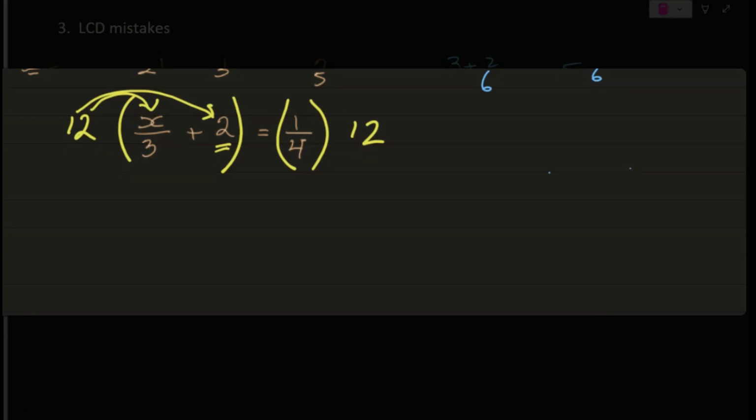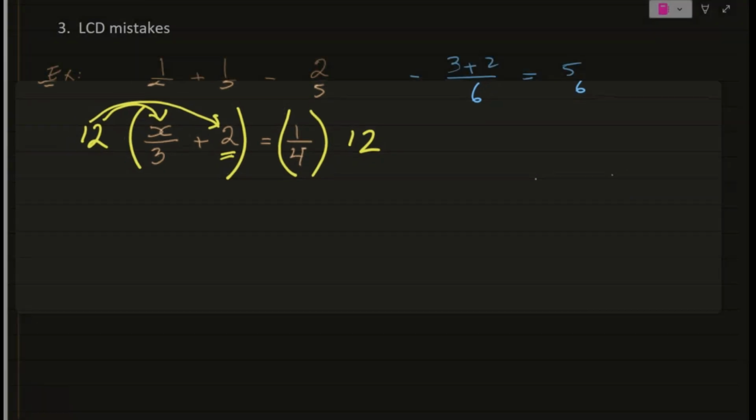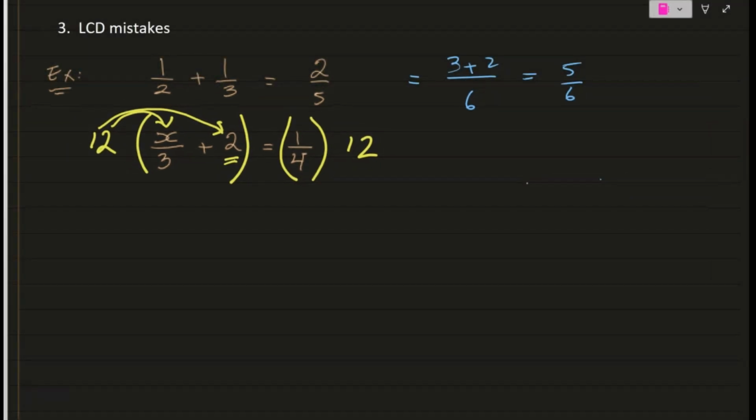So when you go through that, you're going to multiply every term, and once you do that, you set up the new equation, and then you solve the new equation. But make sure you're distributing that lowest common denominator into the bracket for every single term.